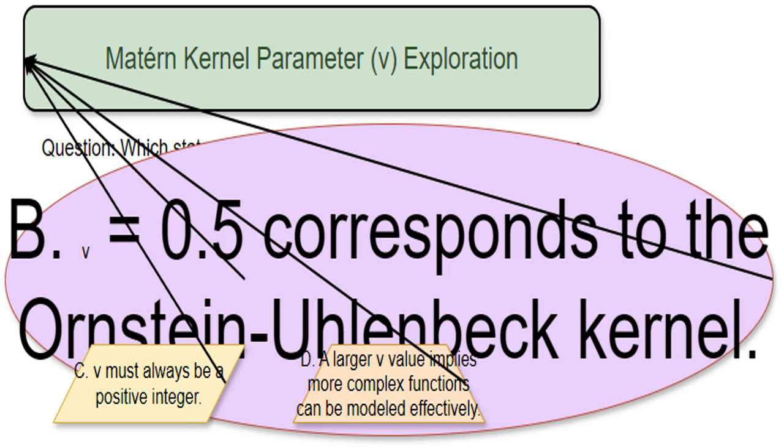I disagree with this statement. The nu parameter can actually be any positive real number, not just a whole number. It could be 0.5, 2.7, or any other positive value.